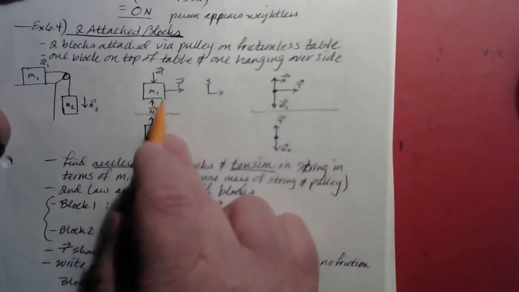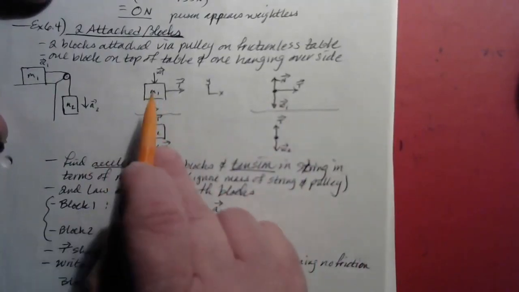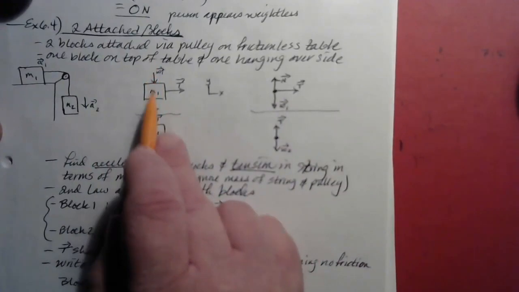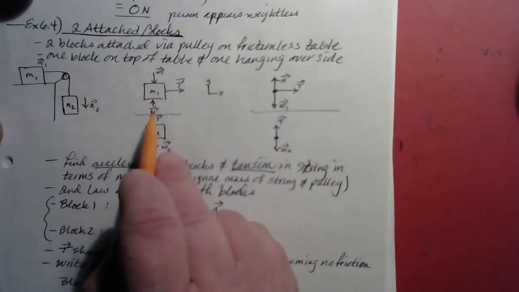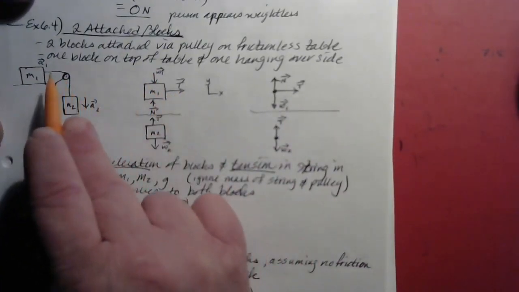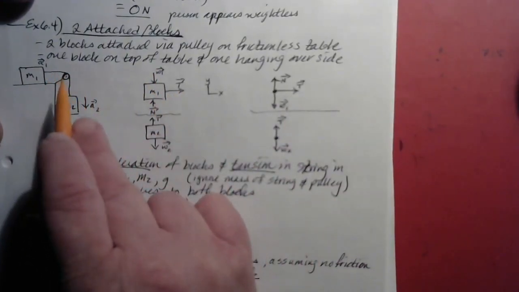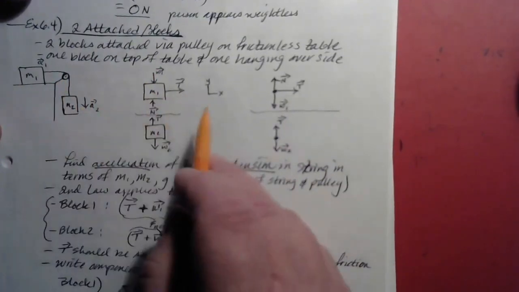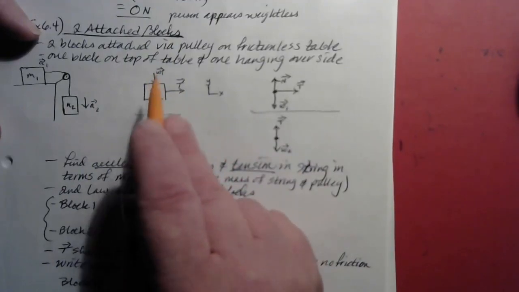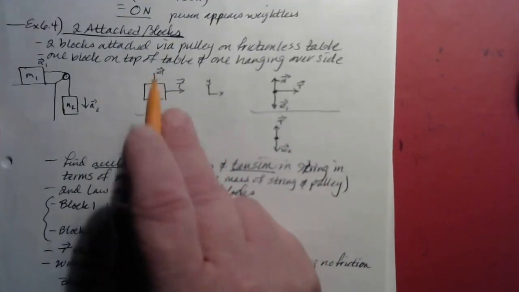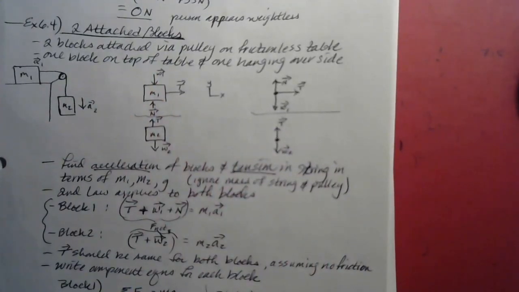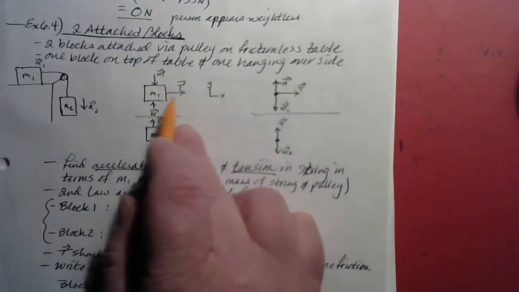All right, M1, if you want to draw your free body diagrams, M1 has a certain weight, which is pressing down on the table, and the table presses back with a normal force. And also there is a tension in the cord that attaches it to the other block. And so you have the weight and the normal force balancing each other out because the block is not accelerating up or down. And you have the tension pulling it toward the right.